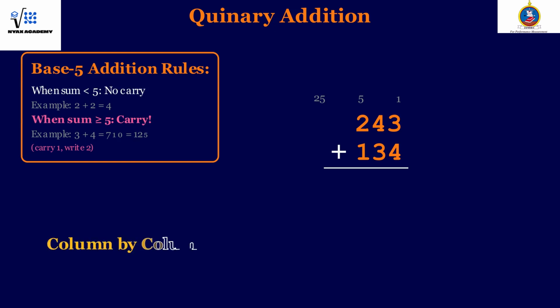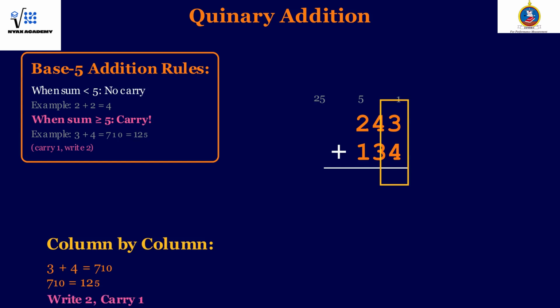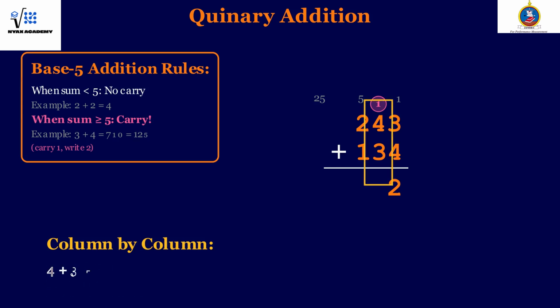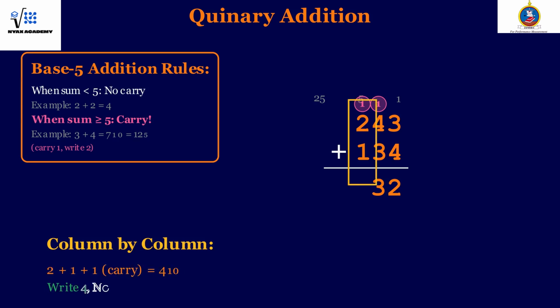We start adding our example column by column, starting with the rightmost column. 3 plus 4 is equal to 7. 7 divided by 5 we get 1 remainder 2, so we write 2 and carry 1. Then we say 4 plus 3 plus 1, our carry, we get 8. 8 divided by 5 we get 1 remainder 3, so we write our remainder 3 and carry 1 to the next column. 2 plus 1, our carry, we get 4. 4 is less than 5, so we write 4 and there's no carry.